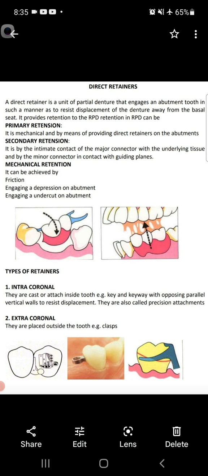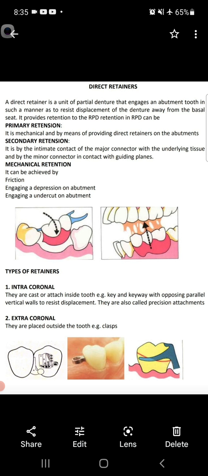Now, first we start with what direct retainers are. A direct retainer is a unit of partial denture that engages an abutment tooth in such a manner as to resist displacement of the denture away from the basal seat. Meaning, a direct retainer resists displacement of the denture away from the basal seat. It provides retention to the removable partial denture.